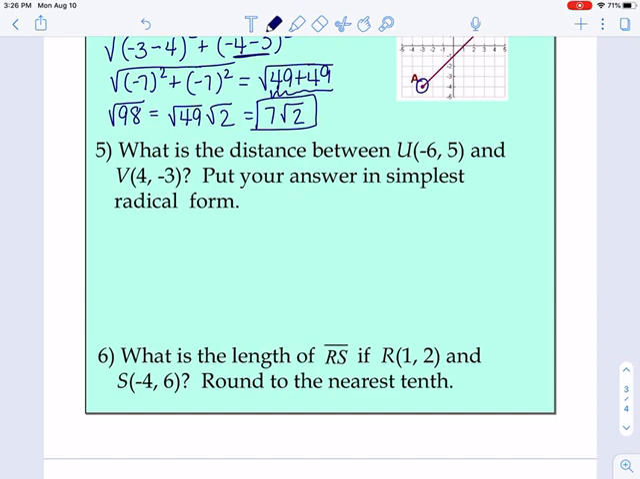Next one for number 5, we want to know the distance between -6, 5 and 4, -3. And again, we want our answer in simplest radical form. And these dogs, this whole video, I apologize. Okay, so let's write the distance formula. The distance formula one more time is x1 minus x2 squared plus y1 minus y2 squared. And again, I'll label my first ordered pair x1, y1, and my second ordered pair x2, y2.